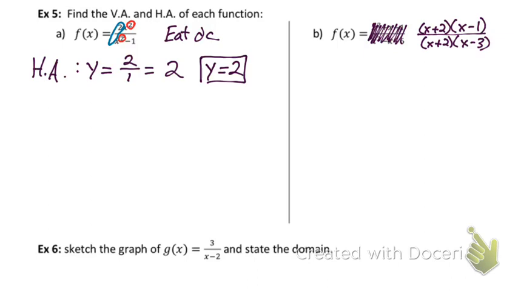I'm also going to go ahead and do the range right off the bat. It doesn't ask for it, but I'm going to do it. Our range is going to be all reals except 2, because 2 is the only place it doesn't exist, since we have a horizontal asymptote there. So horizontal asymptotes and range go together.